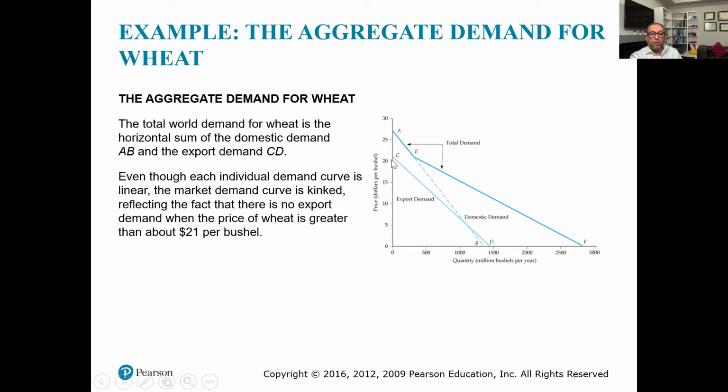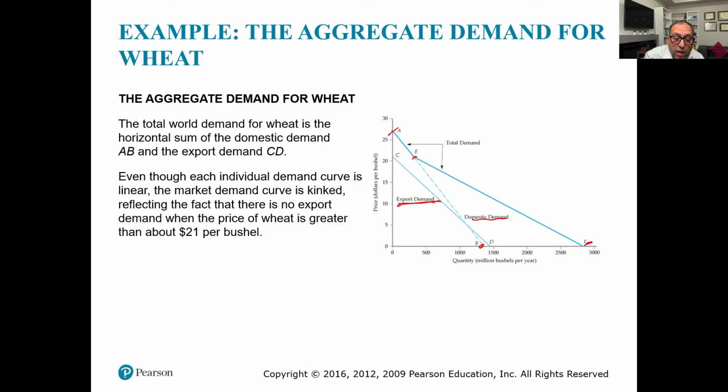You see here, this is our domestic demand curve, starting from CD. CD is our domestic demand curve, and we see that AF is our total demand curve, and this dotted line is our export demand. Sorry, this one is our export demand, CD is our export demand, and this dotted line from this point to this point, although it's starting from A to B, is our domestic demand. So AB is our domestic demand curve, CD is our export demand curve.